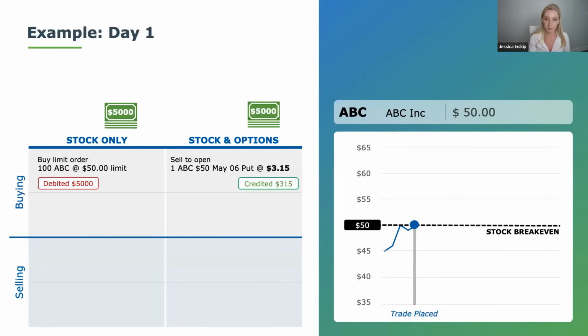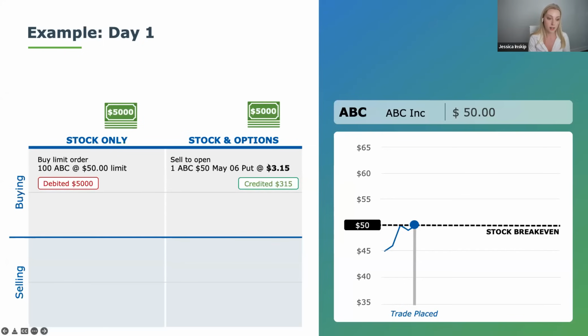So we've got day one. Both the stock only holder and the stock and options trader have $5,000. The stock trader puts in a buy limit order of 100 ABC at a $50 limit. That immediately is going to execute because it was at 50. So they're going to be debited $5,000.